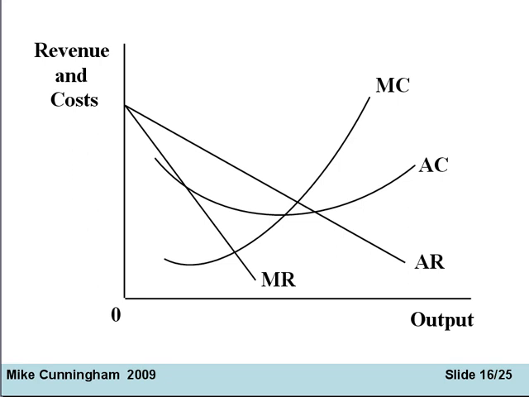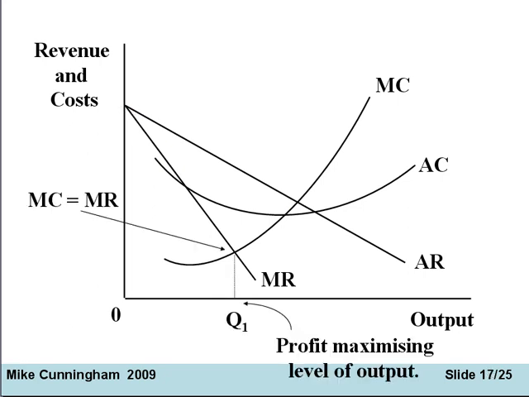Here's average revenue. Marginal revenue has twice the gradient of average revenue, and it starts at the same point. So average revenue is sloping downwards, marginal revenue has twice the gradient, and starts at the same point up here. Now, the profit maximizing output here is at Q1.